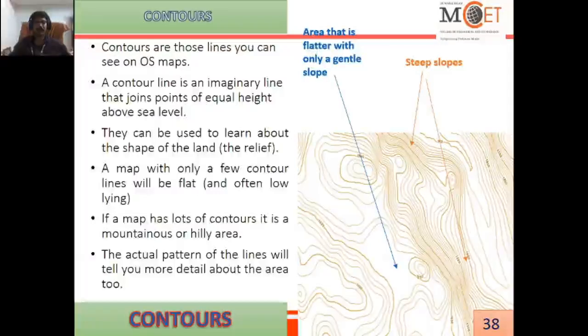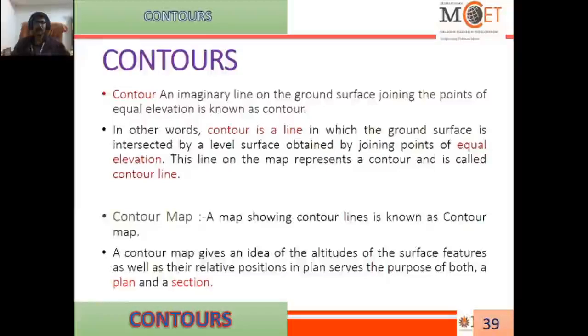So the actual pattern can be obtained based on the surveying data, that is leveling. If you take the elevation values and try to draw them, the pattern can be obtained. So a contour, an imaginary line on the ground surface joining the points of equal elevation, is known as a contour. That is one of the definitions. In other words, a contour is a line in which the ground surface is intersected by a level surface, obtained by joining points of equal elevation.